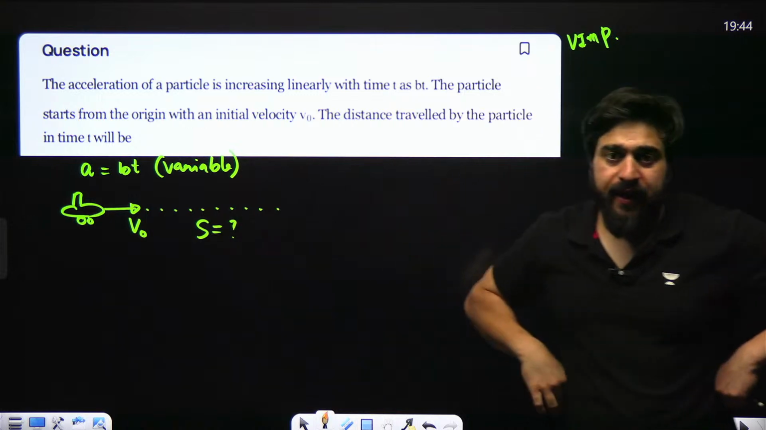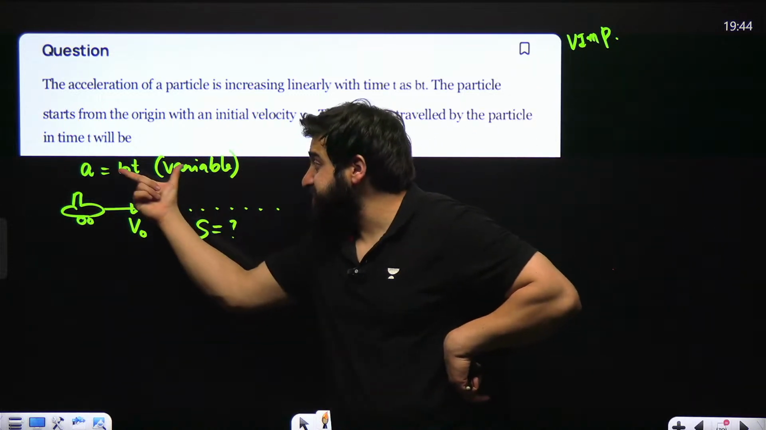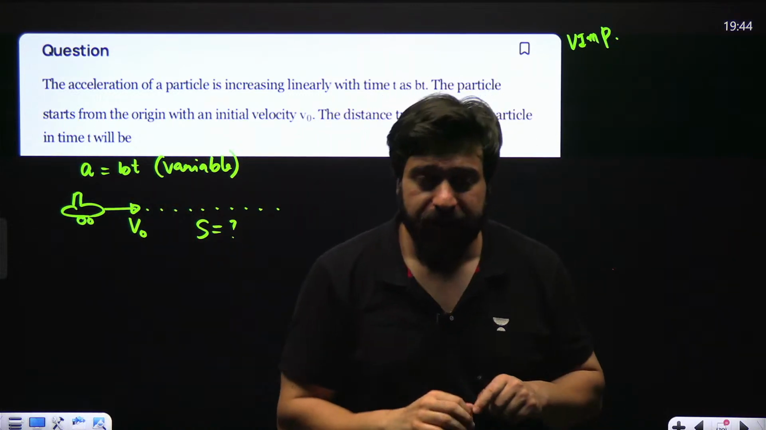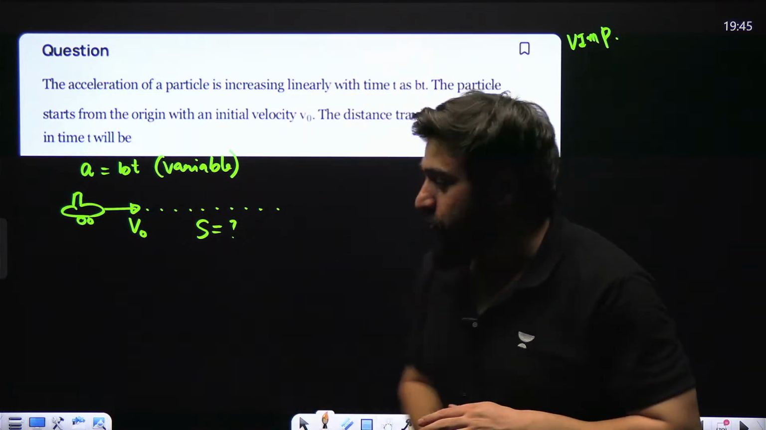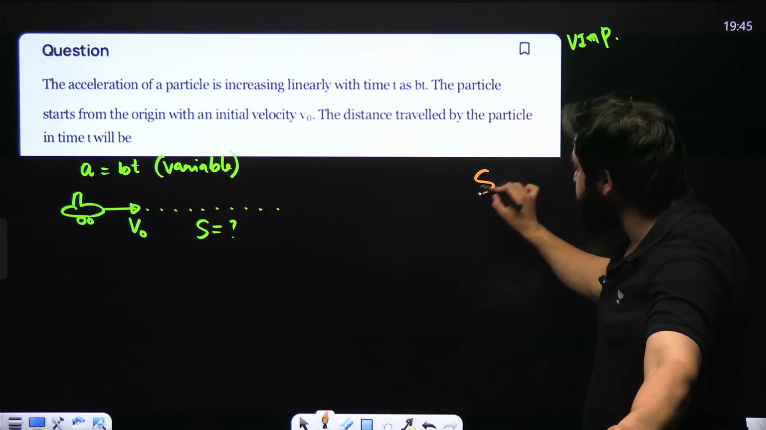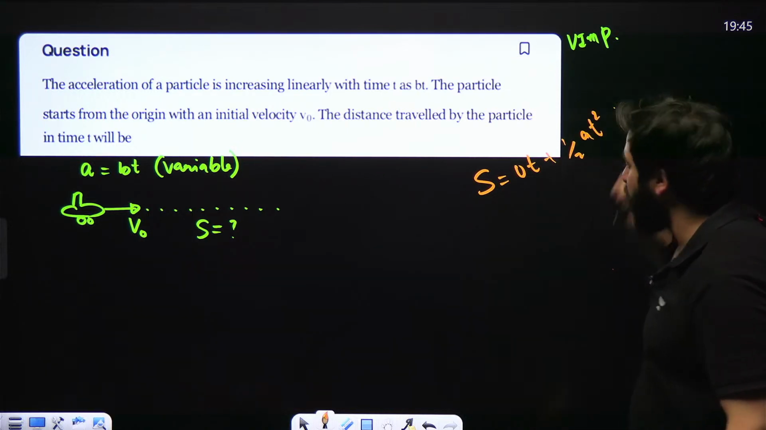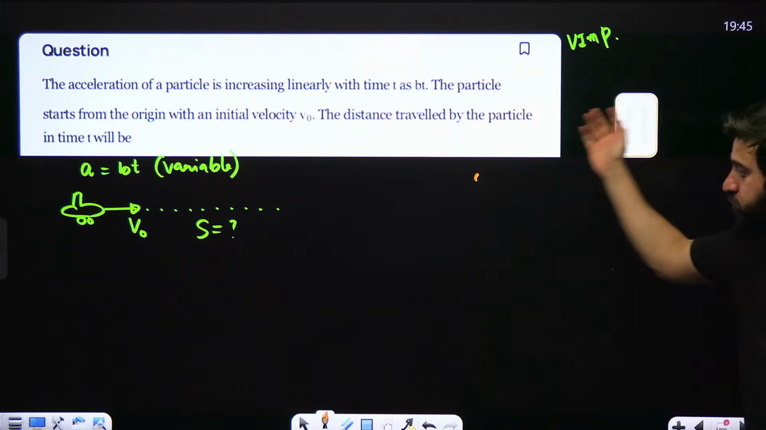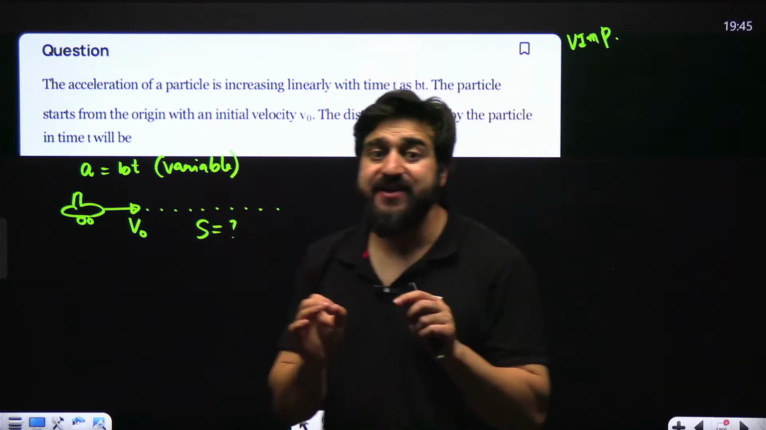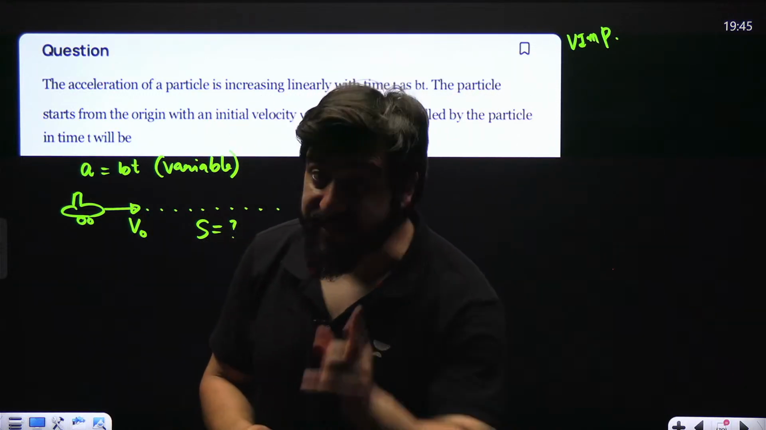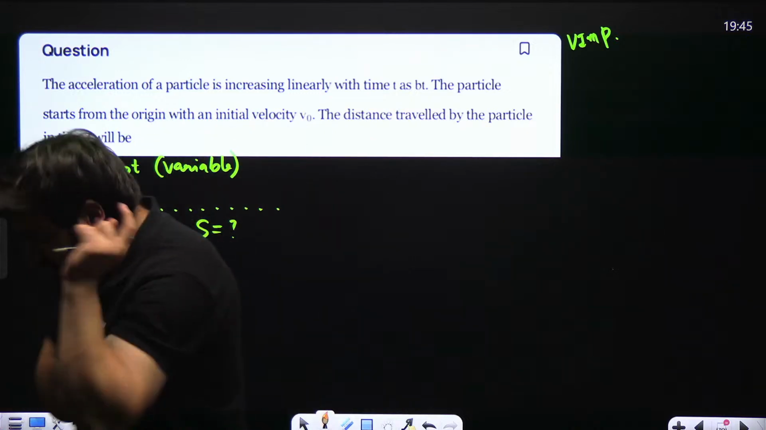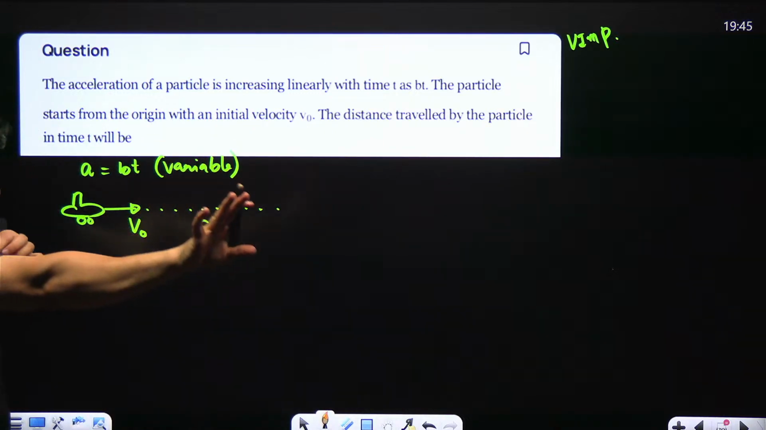here, in this particular question, acceleration is not constant. If acceleration is not constant, do you think I can use the equation s is equal to ut plus 1 by 2 at square to find the displacement? No, sir. Why? Because acceleration is not constant. Acceleration is variable. So I would want you guys to focus over here.